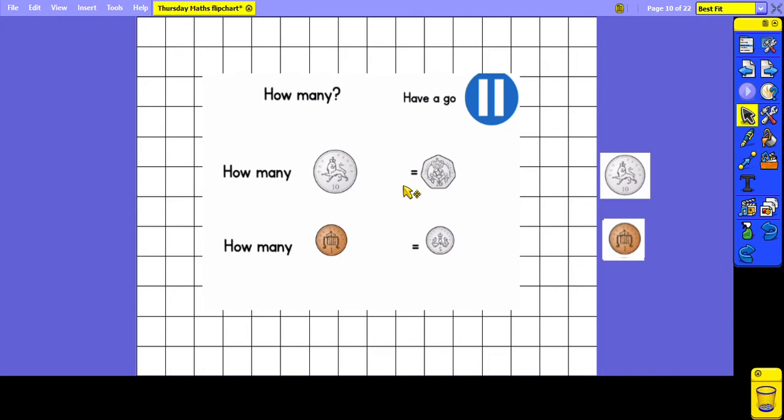Okay, and now you're going to have a go. So how many 10 pences have the same value as 1 20 pence? And how many 1 pences have the same value as 1 5 pence? Pause the video now and have a go.